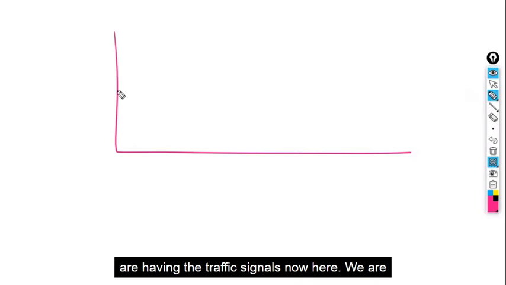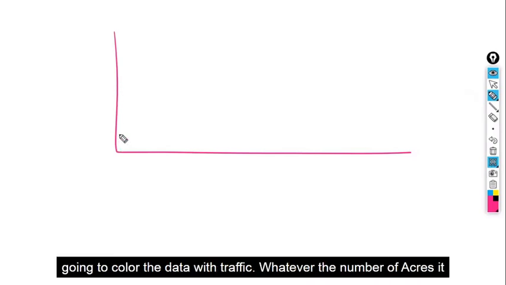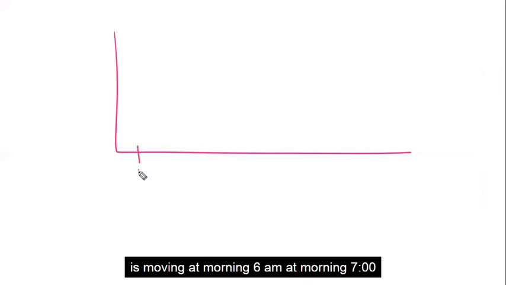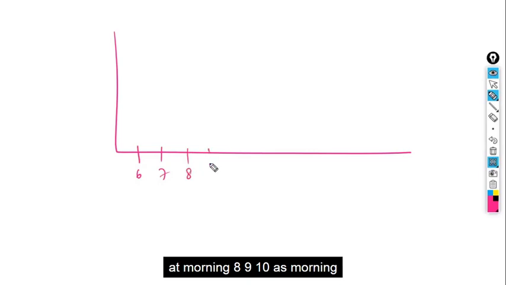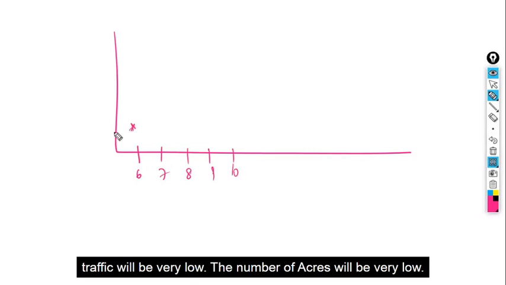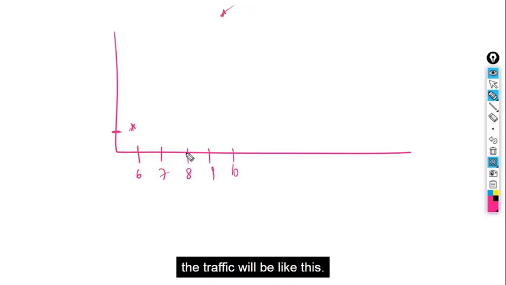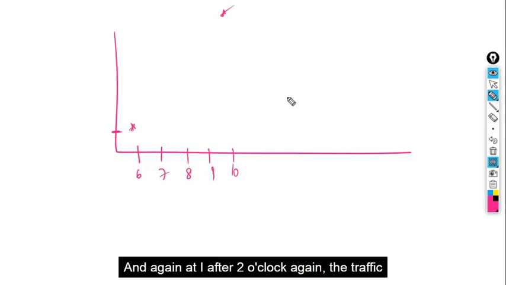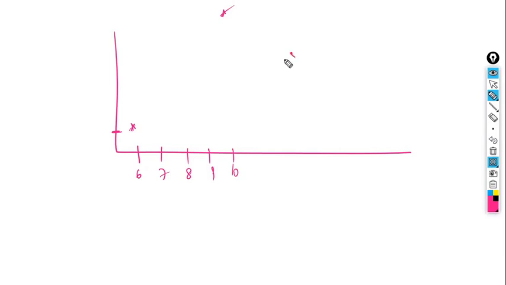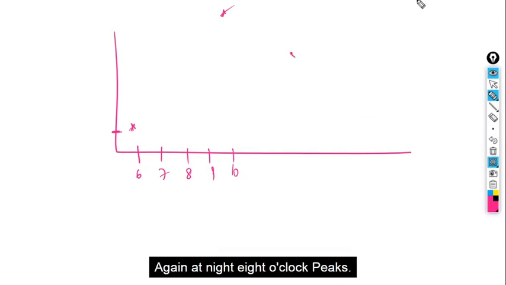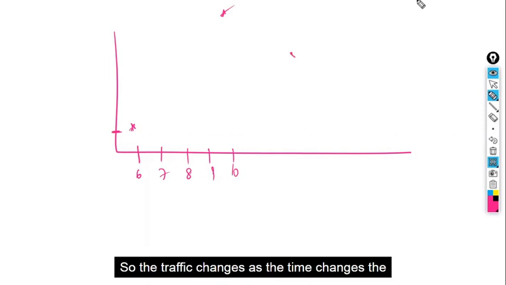For example, take traffic in Ameerpet. Near the Ameerpet metro, we have traffic signals. Here we plot the number of vehicles moving at 6 a.m., 7, 8, 9, 10. At 6 in the morning, the number of vehicles, the traffic, will be very low. Whereas at 10 o'clock, the traffic will be high. After 2 o'clock, the traffic will come down again. At 8 o'clock at night, it peaks again. So as the time changes, the number of vehicles changes.